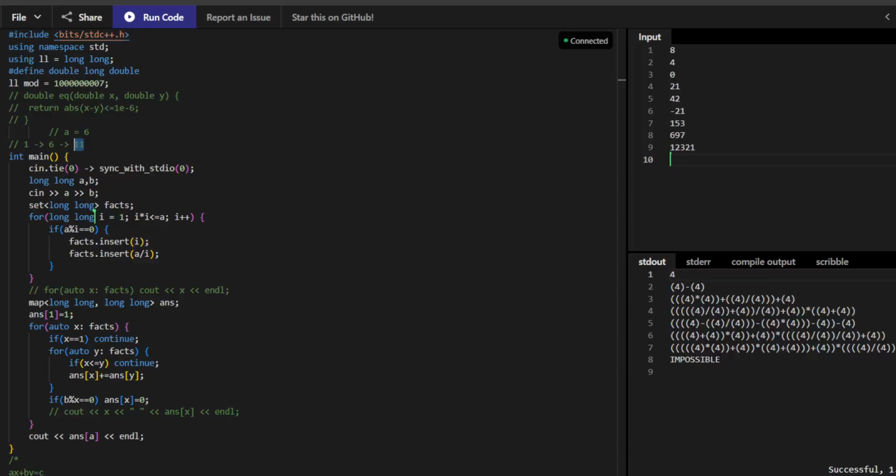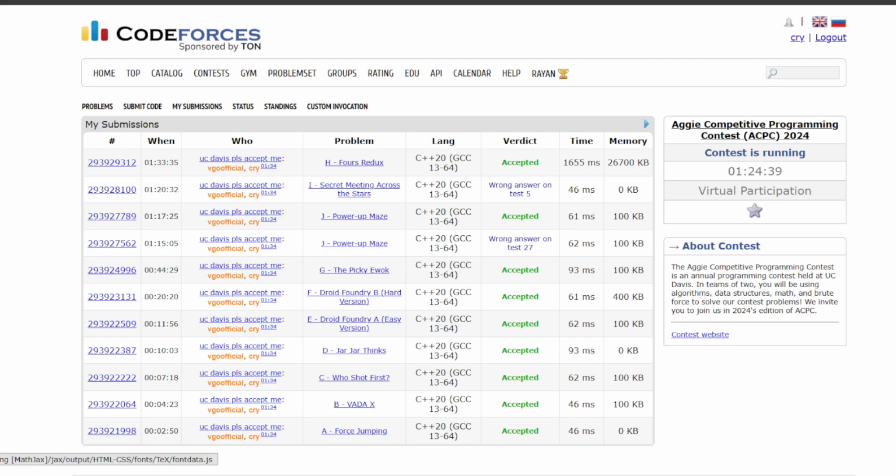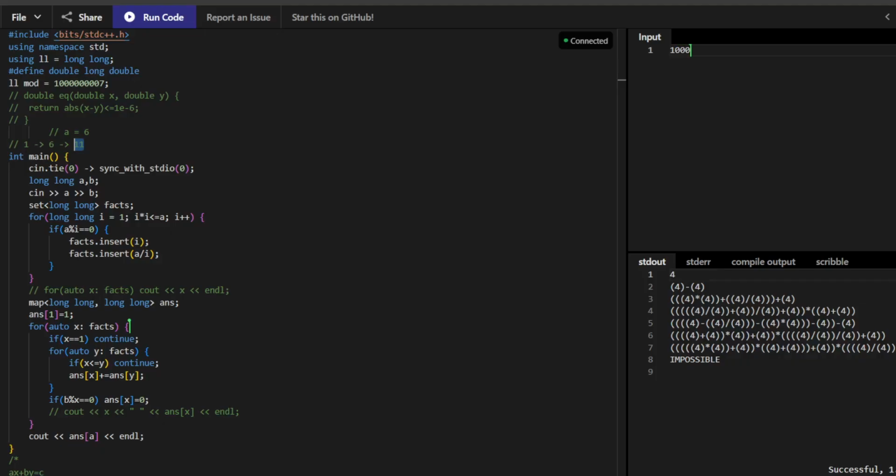Oh wait, I think I see what's wrong with the I. Because I use int instead of long long. I had for int i equals 1, i times i less than or equal to A. This guy. I could try to resubmit this.